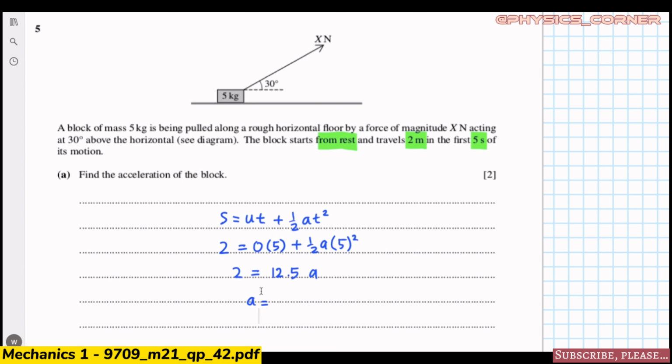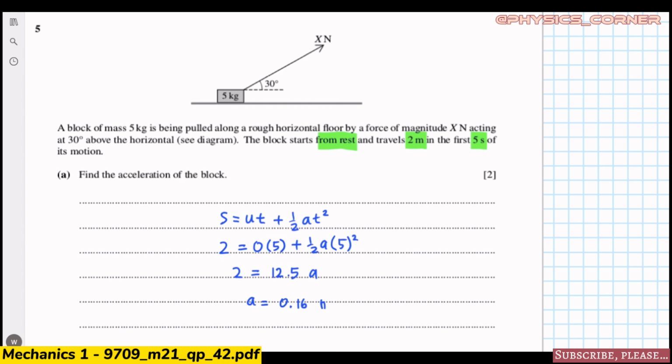So a equals 2 divided by 12.5, which is 0.16 meter second minus 2. Okay, that's it. After 5 seconds, they have an acceleration of 0.16 meter second minus 2. Yeah, that's it.